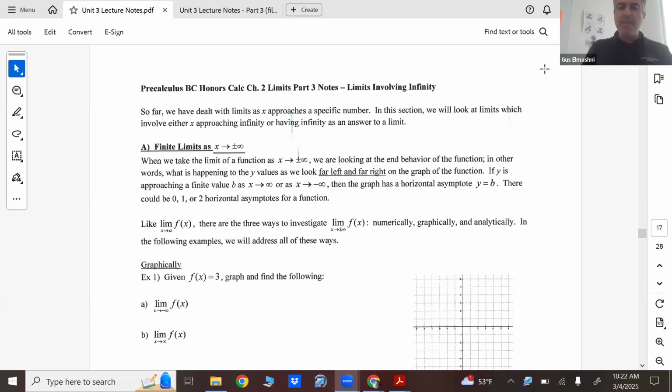So if we look at limits involving infinity as x approaches plus or minus infinity, if you think about it, you're looking at the far left or the far right. Clearly, if you're going towards negative infinity for x, that's far left. If you're going to positive for x, that's far right. And obviously, we're going to look at numerically, graphically, and analytically what's happening. We're going to look at all three of those again.